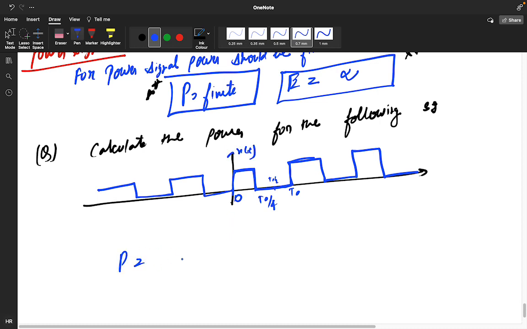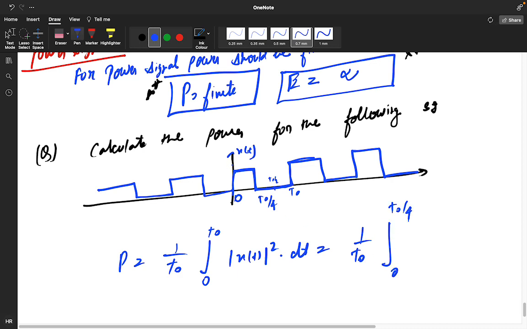So what will be the power signal formula? What I told you for a periodic signal, this is a periodic signal whose period is t naught. So that was 1 by t naught. You have to write 0 to t naught time period, x of t, the whole square into dt. So what will come? 1 by t naught. But you are getting the function from 0 to t naught by 4, and the function you are getting is some a naught value. A naught the whole square into dt.